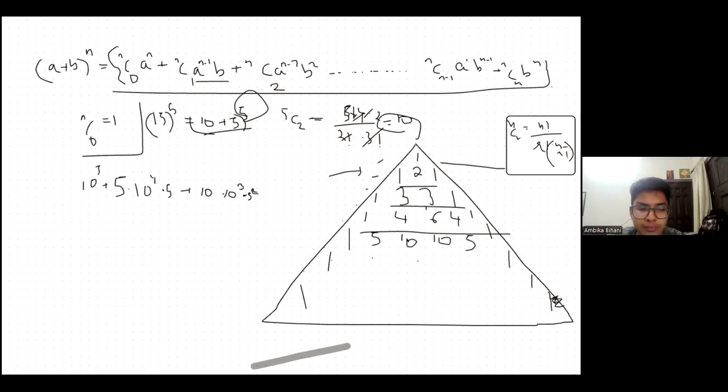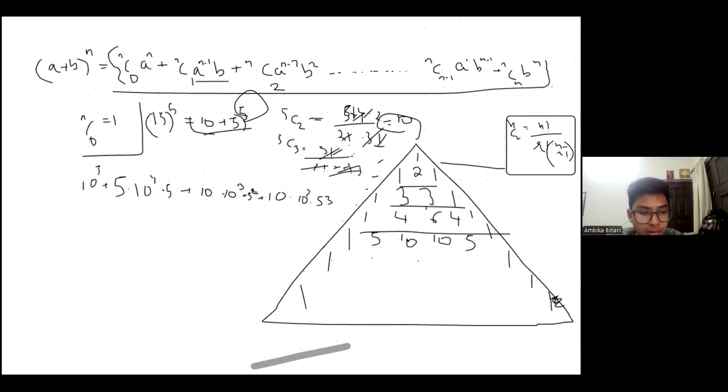Now let's continue. Now we have to do 5C3, right? That is 5 factorial upon 3 factorial into 5 minus 3, 2 factorial. So the 3 factorial will cancel out again, right? We're left with 2. Will cancel out with 4. So we have again got 10 as our coefficient. So we'll write 10 into 10 square into 5 cube.